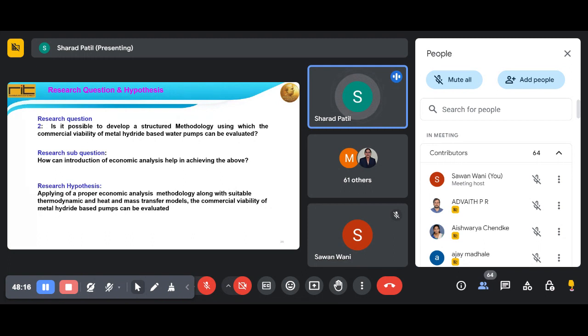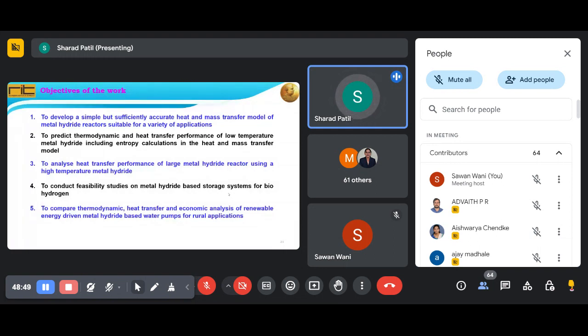So my hypothesis is that applying a proper economic analysis methodology along with suitable thermodynamic and heat transfer models, in order to compare the economics, I have to do thermodynamic analysis and heat transfer analysis of that model, and then check the commercial viability of this metal hydride based pumping system. So this is the research hypothesis, and with that hypothesis, I proceed ahead and have decided the objectives of my work.